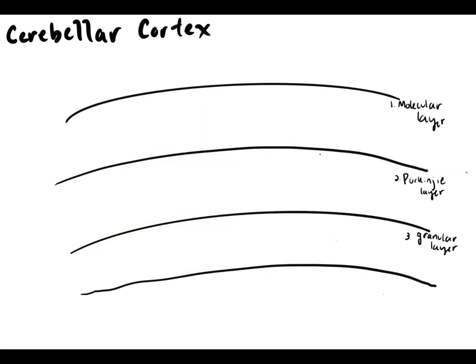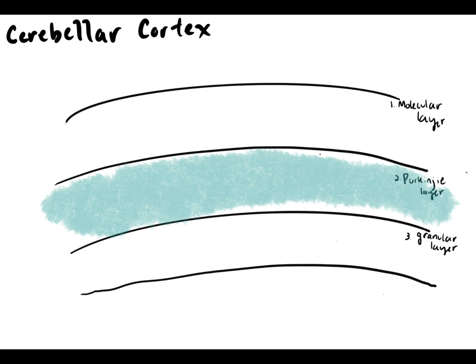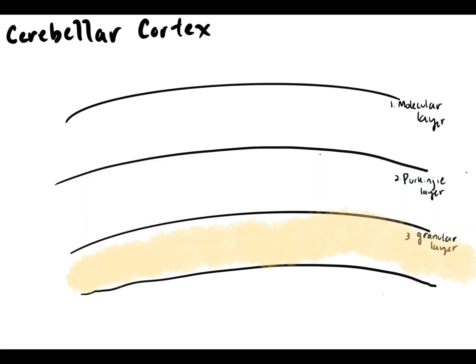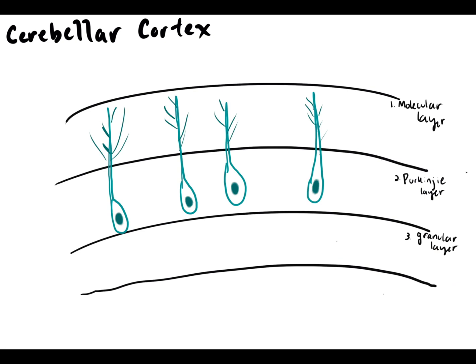So in the cerebellar cortex, there's three layers. There's a molecular layer, there's the Purkinje layer, and then there is the granular layer. All output from the cerebellar cortex is carried by the axons of Purkinje cells in the Purkinje layer. These synapse at the deep and vestibular nuclei of the cerebellum, and they have an inhibitory signal.